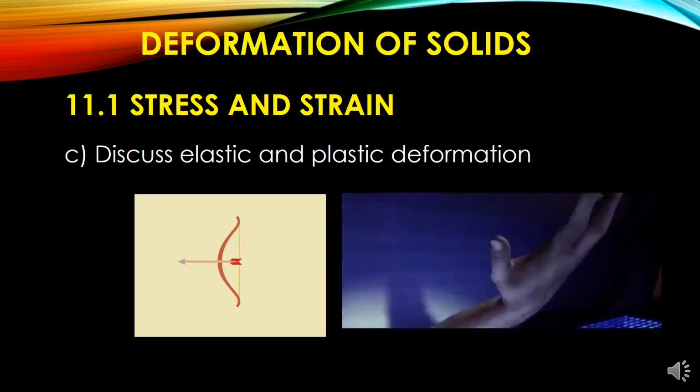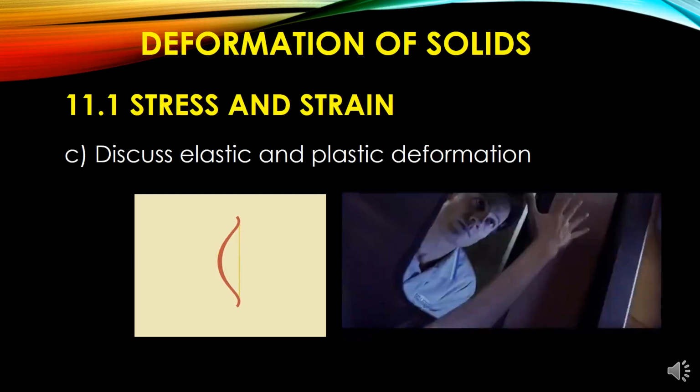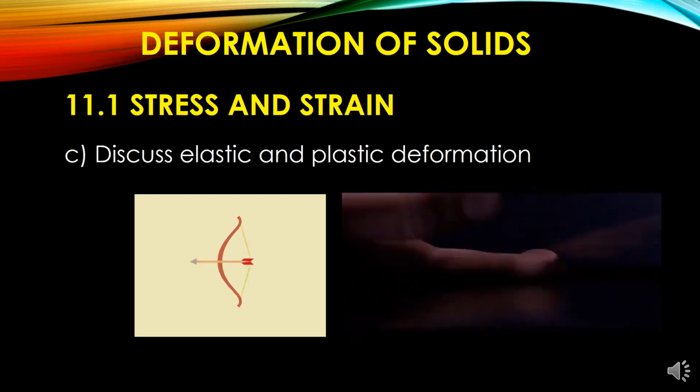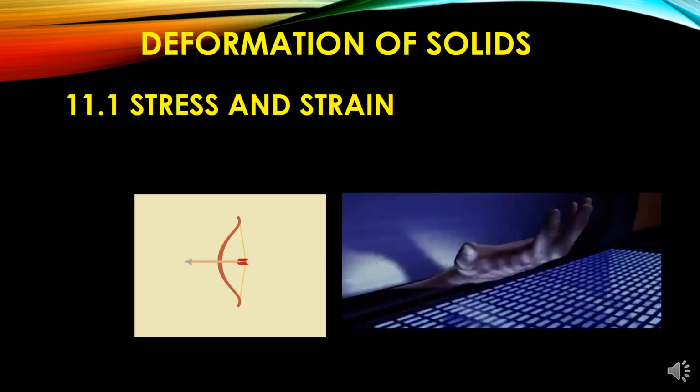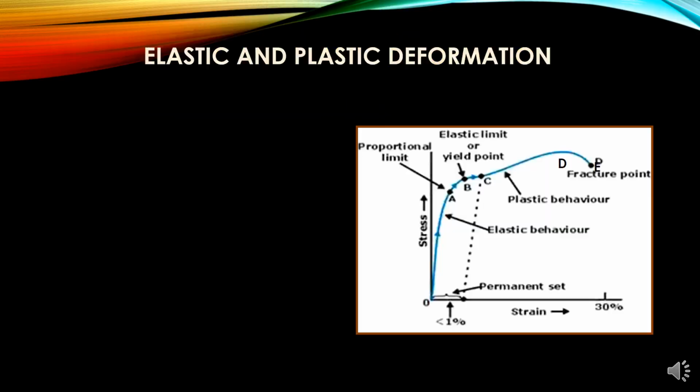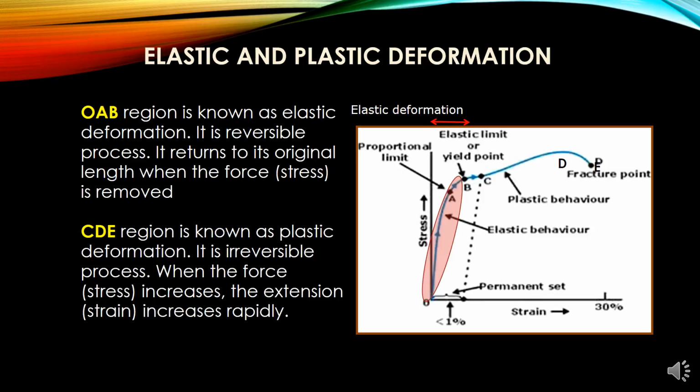Learning outcome: discuss elastic and plastic deformation. The OAB region is known as elastic deformation. It is reversible. When the forces are removed, the object tends to return to its original shape.